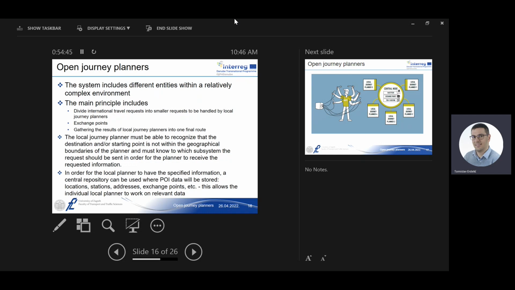And that's confusing. If the local journey planner does not offer the locations, stations, addresses, exchange points, cities, and everything else in some standard language, for example, English, then you have a big problem. You understand what I'm trying to say?